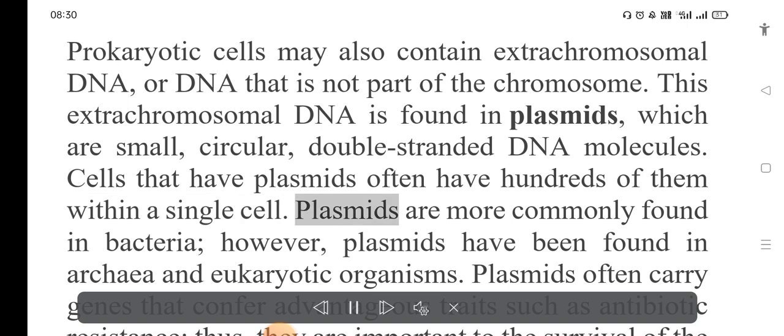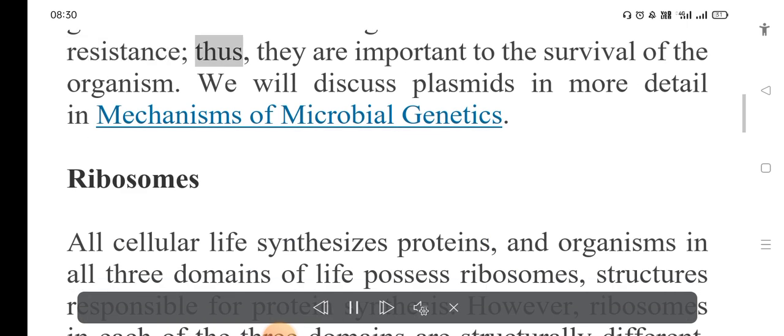Plasmids are more commonly found in bacteria. However, plasmids have been found in archaea and eukaryotic organisms. Plasmids often carry genes that confer advantageous traits such as antibiotic resistance, thus they are important to the survival of the organism. We will discuss plasmids in more detail in Mechanisms of Microbial Genetics.